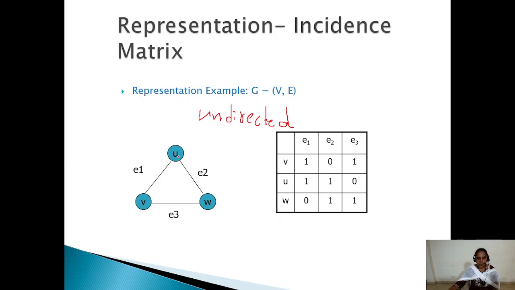Next, U means the U vertex will be connected to E1 and E2. So E1 put 1, E2 put 1. See, U to E3: no edge will be connected, so 0. Next, W is the one vertex that accesses E2, 1 followed, E3, 1 followed. W to E1 is not followed. So 0, 1, 1. This is the incidence matrix.